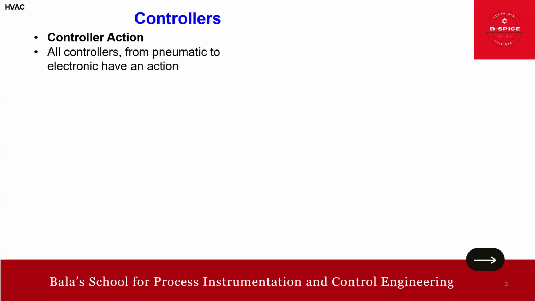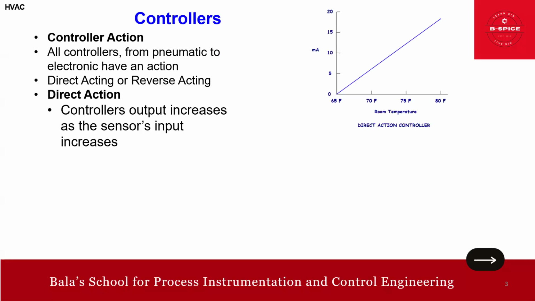Controller action. All controllers, from pneumatic to electronic, have an action, which may be direct or reverse. So what is a direct action? Direct action means the controller output increases as the sensor input increases. As simple as that. For example, as the room temperature changes from 70 to 71 degrees Fahrenheit, the controller output changes from 10 to 12. That's it. Very simple, isn't it? So it's a direct action.